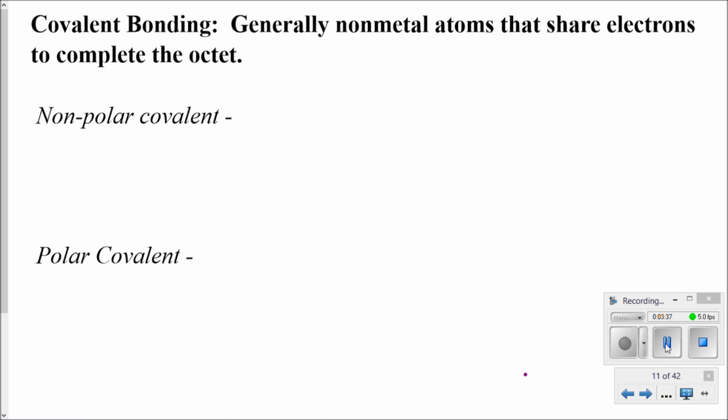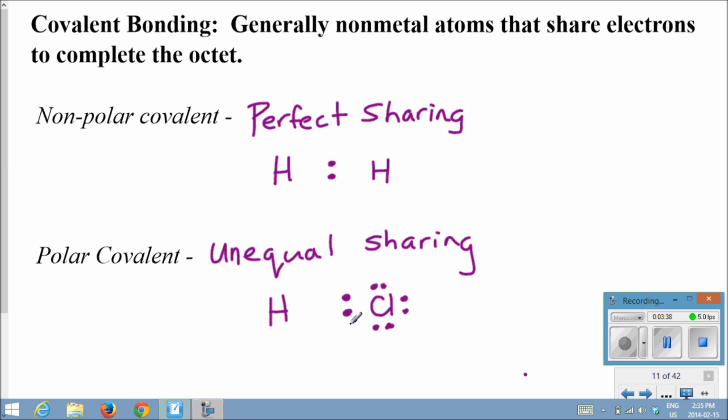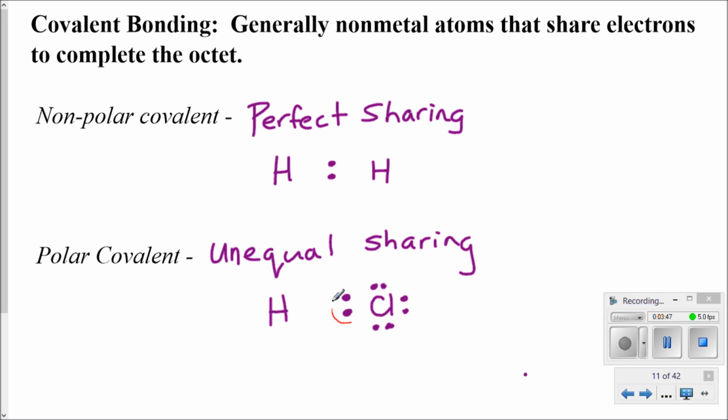So the more electronegative atom ends up getting the electrons closer to the atom. Chlorine has higher electronegativity than hydrogen. When they bond, the electrons end up closer to the chlorine. So as a result, electrons move towards the chlorine. Chlorine will get a slightly negative charge. We write this partial negative charge, which means partial charge, and partial positive charge for hydrogen.